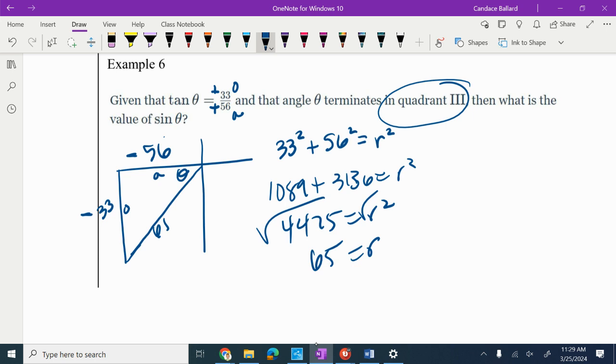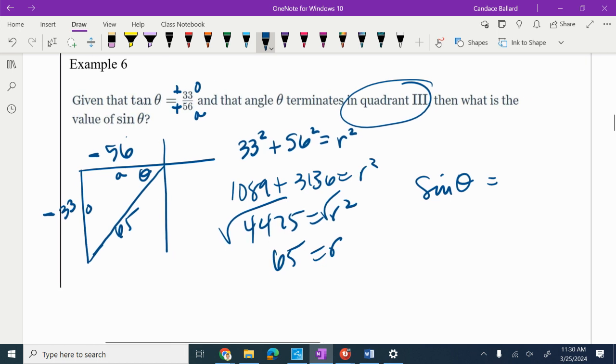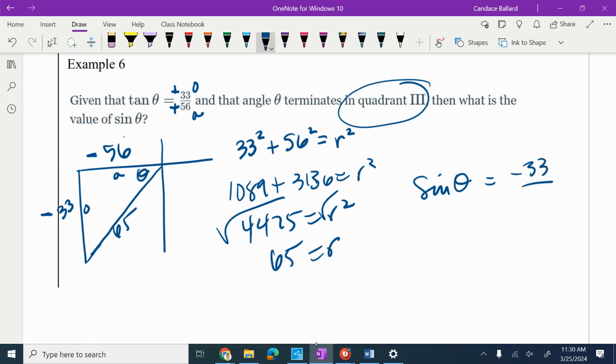Okay. So now I need to find the sine of theta. All right. What's sine in SOHCAHTOA world? Opposite over hypotenuse. What's on my opposite right now? Negative 33. And what's on my hypotenuse? 65. Okay.